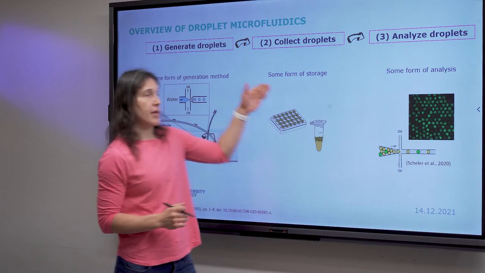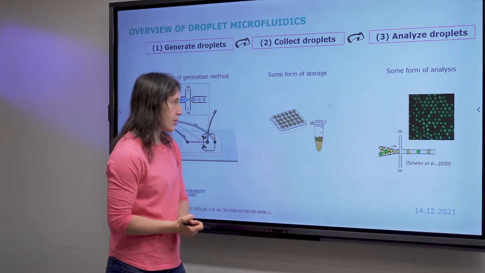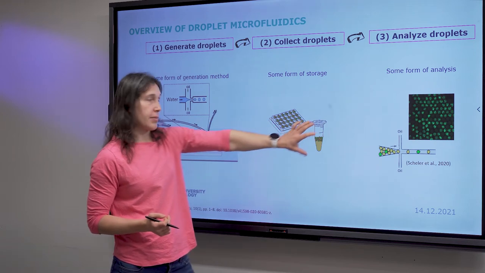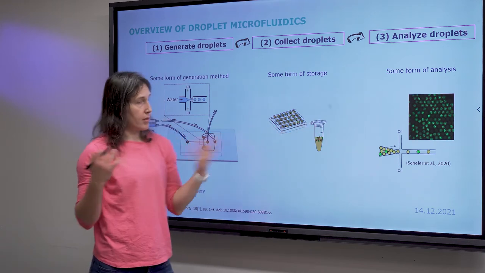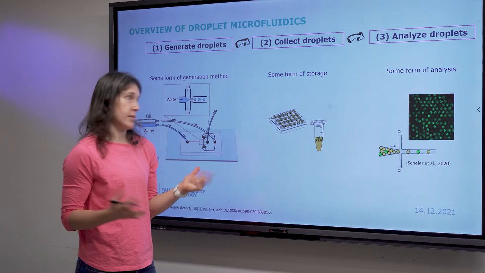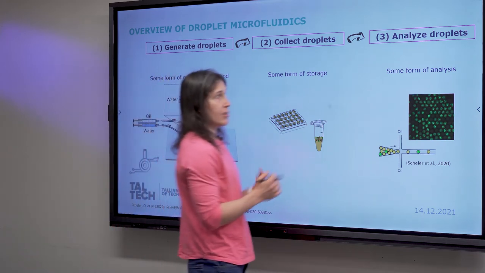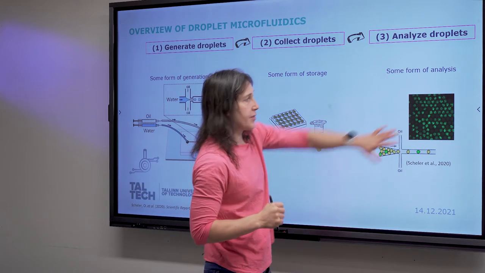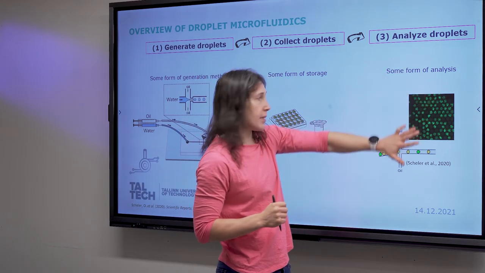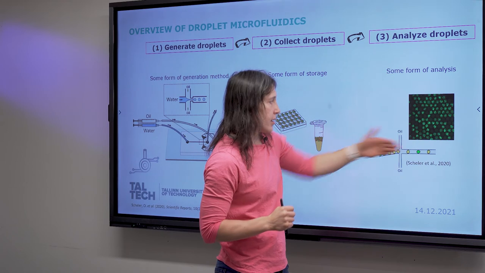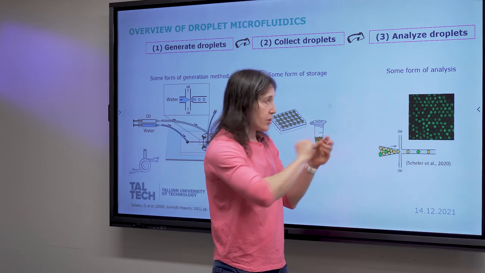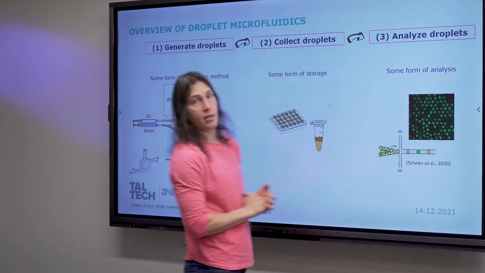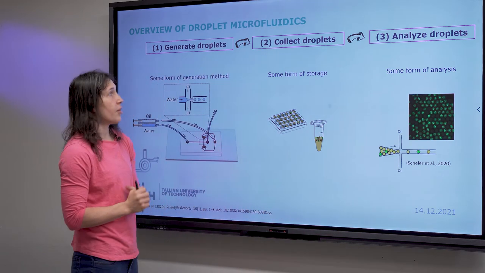But you then also have to have some kind of storage. That can be a well plate, that can be a tube, whatever you want to store your droplets in. And finally, you also need some form of analysis. You can have your droplets as a monolayer, for example, and image them, or you can have another chip that you put your droplets through and analyze them this way. You have many different options.